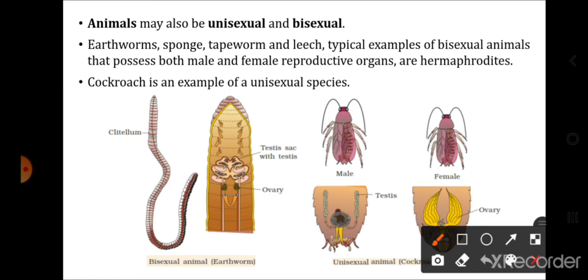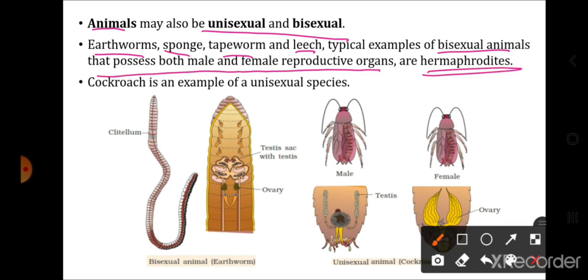Now what about animals? So students, we also know that animals also may be unisexual and bisexual. Earthworm, sponge, tapeworm, leech, they are bisexual animals that possess both male and female reproductive organs and are also called hermaphrodites. So the bisexual animals are called hermaphrodites. That is, they bear the male and female reproductive organs in the same individual. Whereas cockroach is an example of unisexual species.